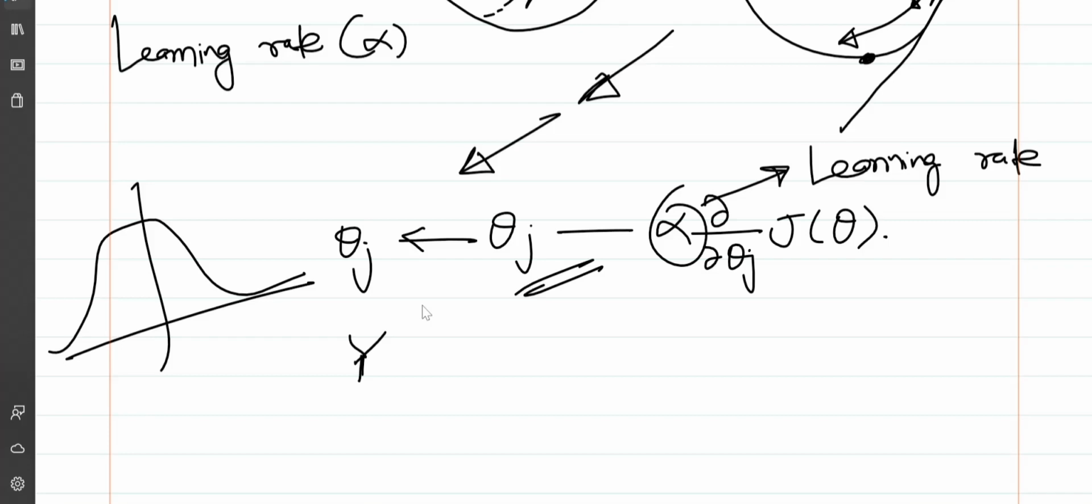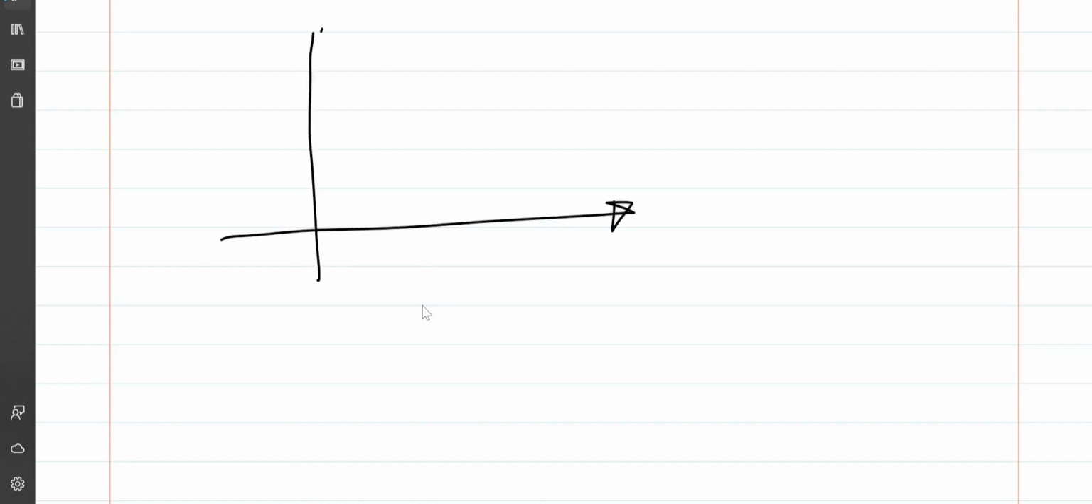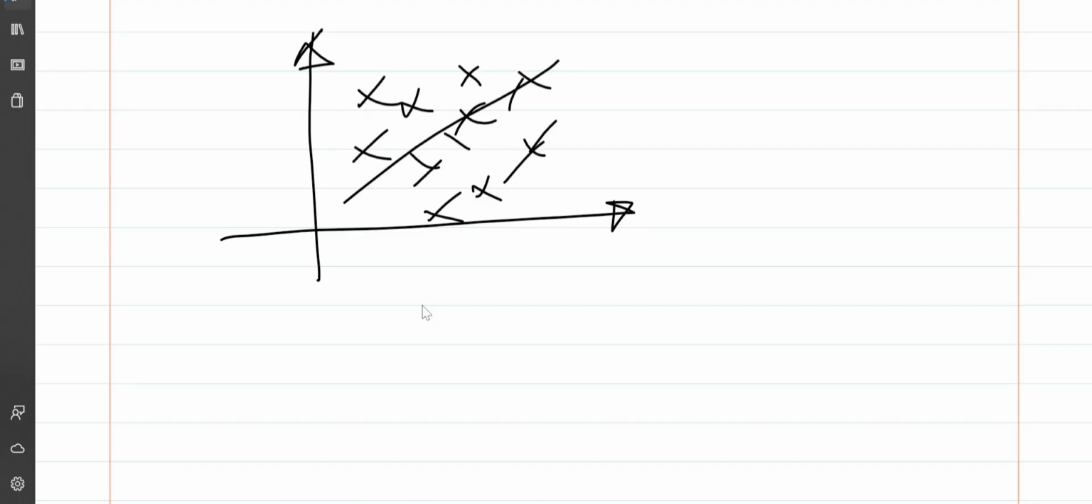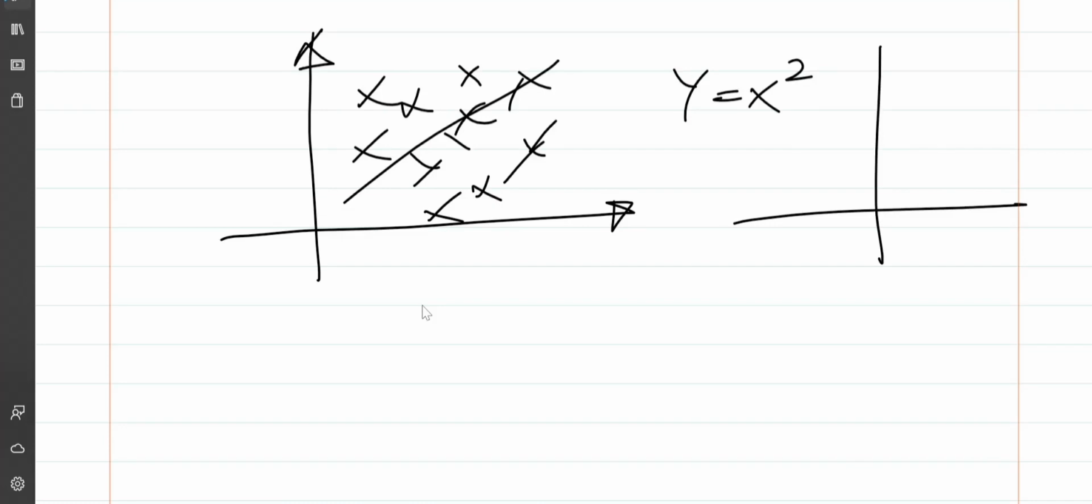Now let us look at the first assumption, that is the linearity. The first assumption of a simple linear regression is that the relationship between the independent variables and the dependent variables must be linear. Now let us just look at these plots here. So this is a linear plot. Let us just say these are the data points. Now suppose we have a function like y equal to x square. Now we know that this relationship is not linear. This is how the plot looks.